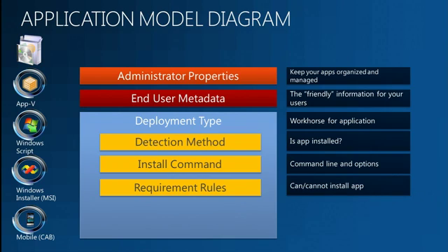Requirement rules. So think of these as prerequisites. So system attributes, typically the Windows version, amount of physical memory, disk space, those types of things can be built into these application objects along with these deployment types so that we can make some smart decisions as to whether or not the software is appropriate to be installed and the system can handle it.